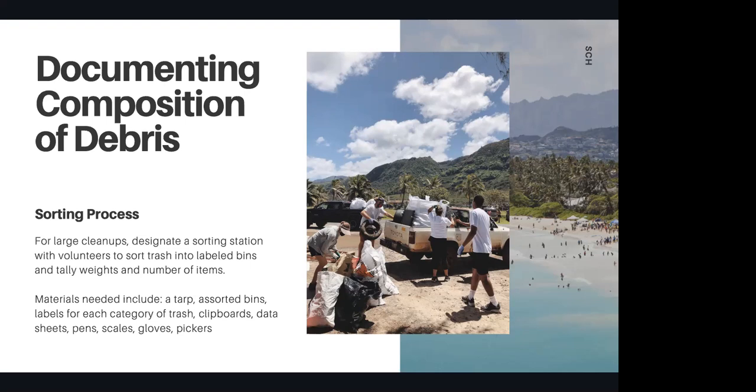So the materials that we use usually include a really large tarp where we can spread the trash out on top of it. And then we have assorted bins where we label them for each category of trash that we're sorting. So for our cleanup in Kaimuki, for example, we were tallying the number of plastic takeout containers, styrofoam takeout containers, plastic utensils, plastic bottle caps, etc. So we had a separate bin for each item, and it was labeled with a picture of the item so that the sorting volunteers could identify which bin to put the items in.